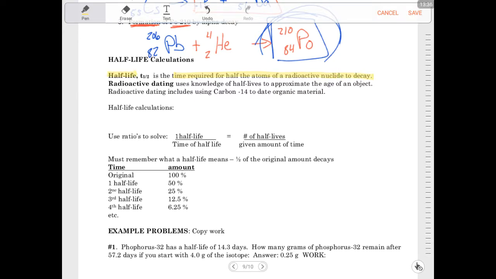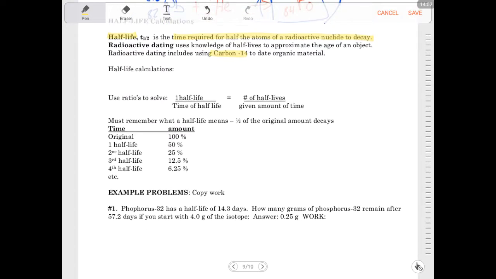Radioactive dating uses the knowledge of half-lives. Carbon-14, I'm sure you've heard about before in history class, can give you the approximate age of an object, to figure out different organic material or other inorganic material as well. So you can set up a ratio: 1 half-life over the time of the half-life equals the number of half-lives over the given amount. That works, or you can just reason it out. That's typically the way I approach it: this many half-lives, this is how long those half-lives are, and I can just do the math from there.